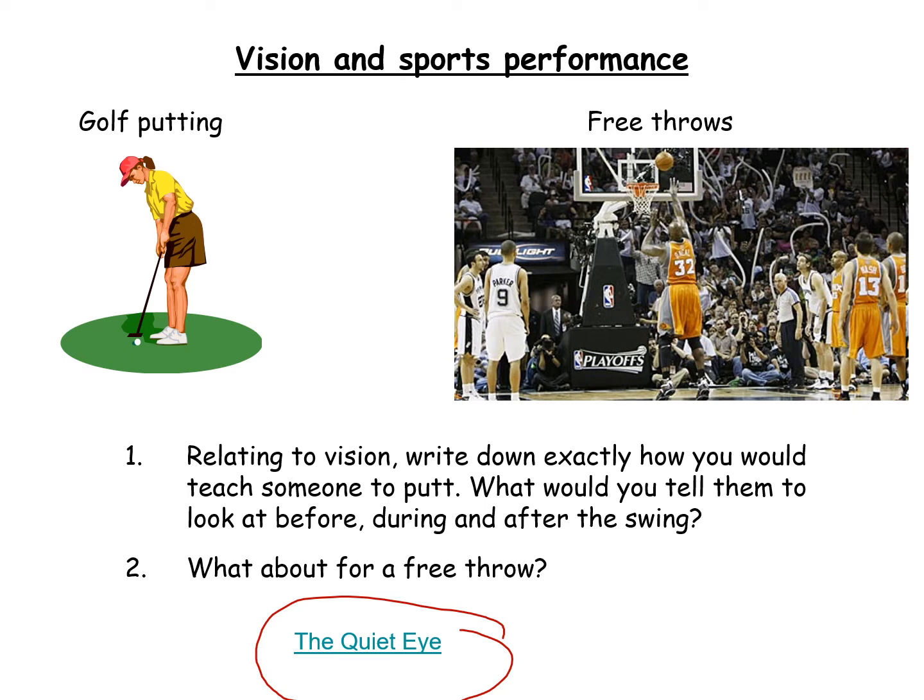So relating to vision, write down exactly how you would teach someone to putt. What would you tell them to look at before, during, and after their swing? If they have to keep all this information in their head, does that make it harder to swing? Do they get information overload? Same thing with a free throw. So once again, this link right here is a very, very good link to learn about the quiet eye.